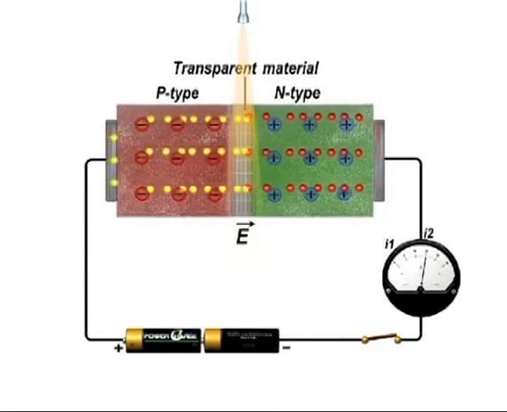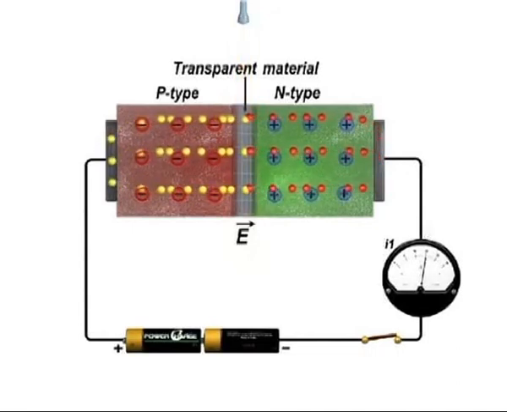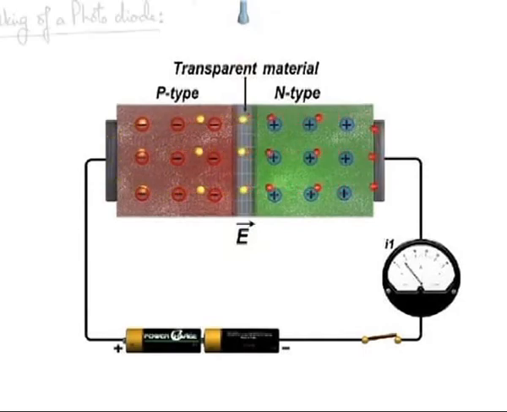And again you can see when the light is turned off, the generation of electron-hole pairs stops, and the current drops back to the dark current, which is I1.